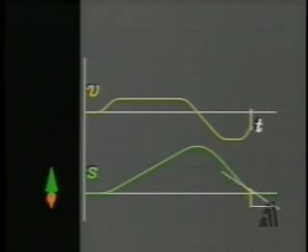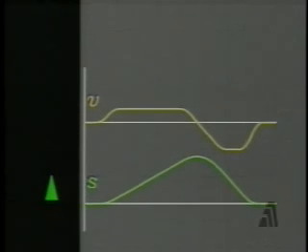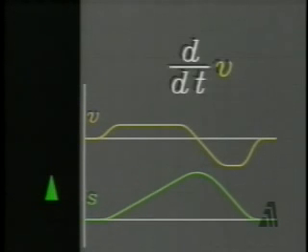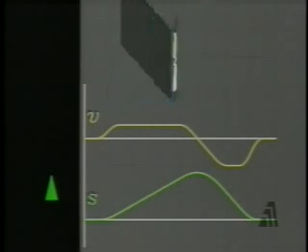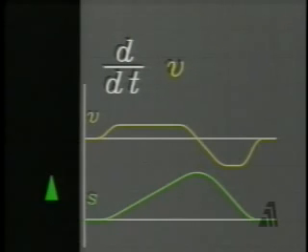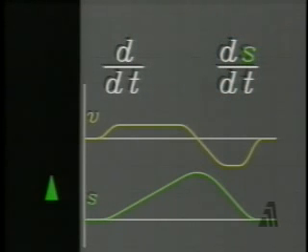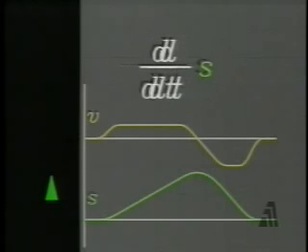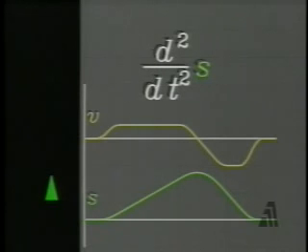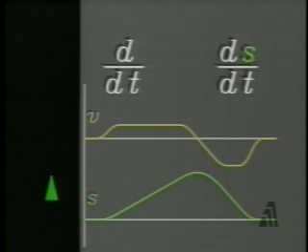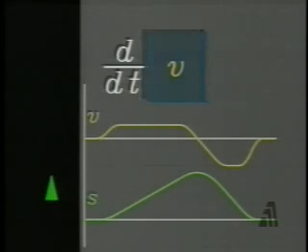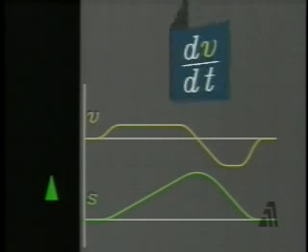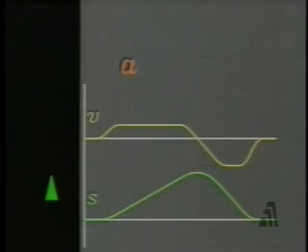The derivative of the velocity is the acceleration, which is the same as taking the derivative of a derivative. That is, the second derivative of s. The acceleration is caused by the firing of the rocket.